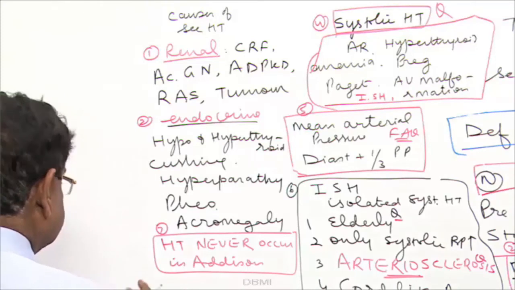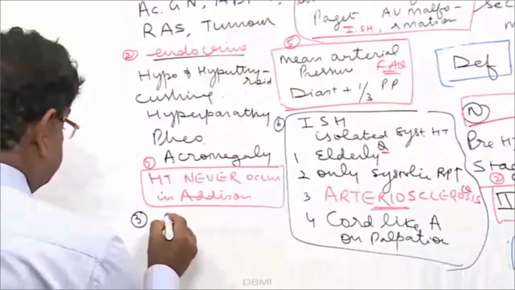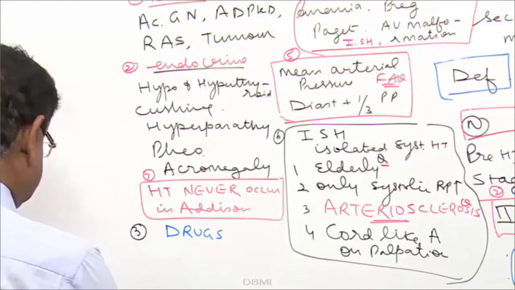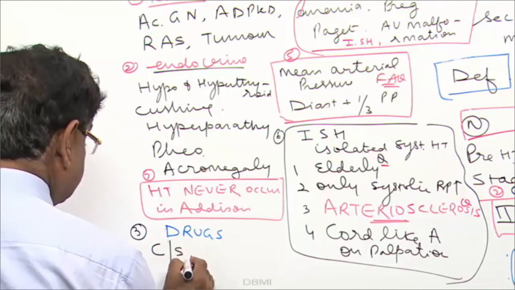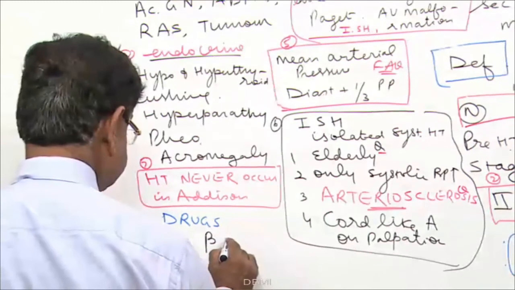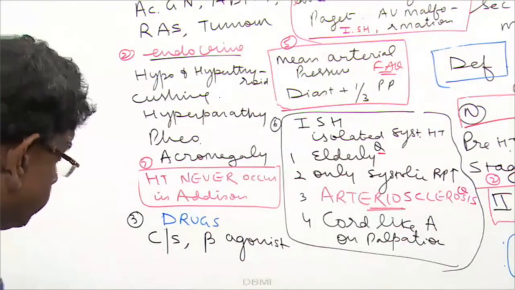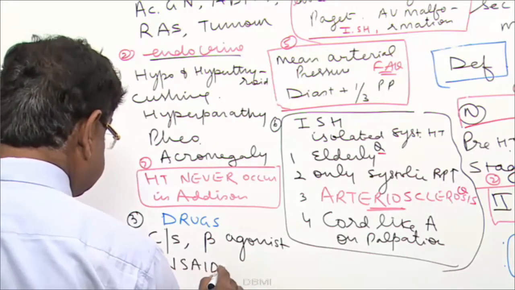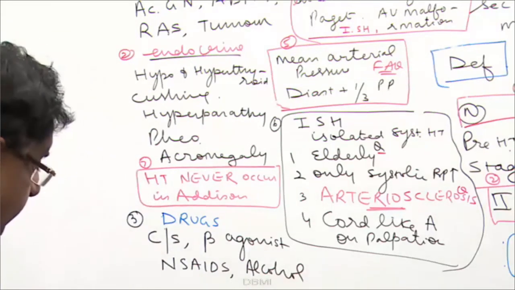Then we talk about certain drugs which can induce hypertension. The drugs include corticosteroid, beta agonist, NSAIDs, non-steroidal anti-inflammatory drugs, alcohol. These are some of the important drugs which can lead to hypertension.